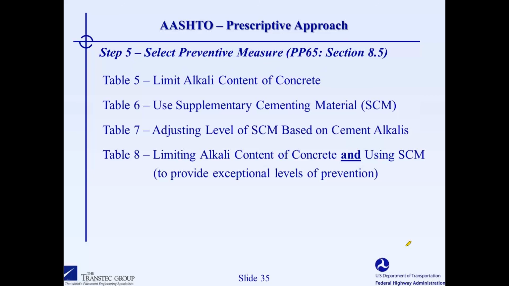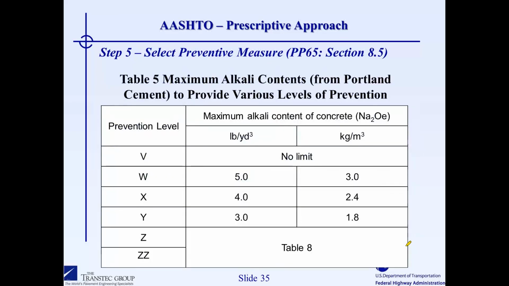Then we choose one of our preventive measures. We can go to Table 5 and select an alkali content. We could go to Table 6 to select an SEM level. If we do go to Table 6 and select an SEM level, we can go to Table 7 then and actually adjust that level of SEM based on the cement alkalis. And then Table 8 is for those exceptional times when we're in the double Z category, and we might want to actually both limit the alkali content of the concrete and use an SEM.